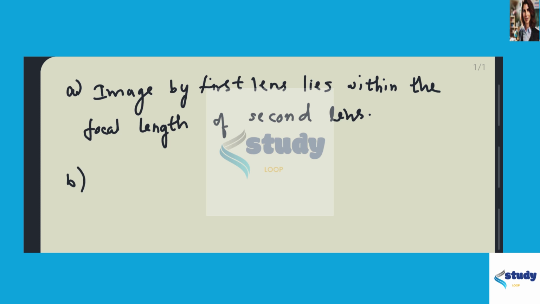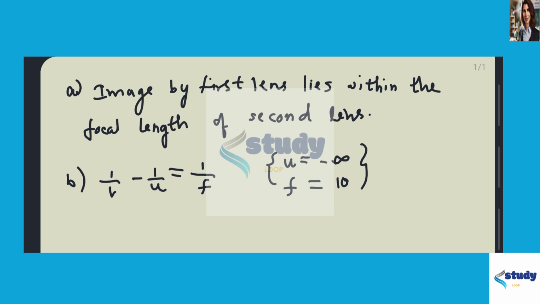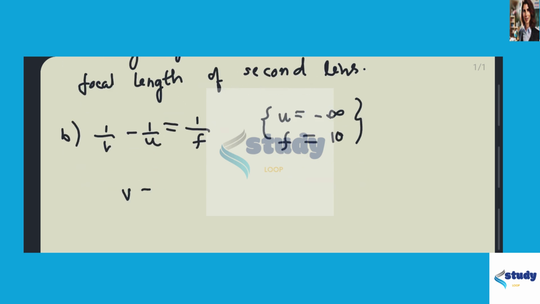Now for the first convex lens, 1/v minus 1/u is equal to 1/f. Since u is minus infinity and the focal length is 10 centimeters, therefore v would be equal to 10 centimeters.